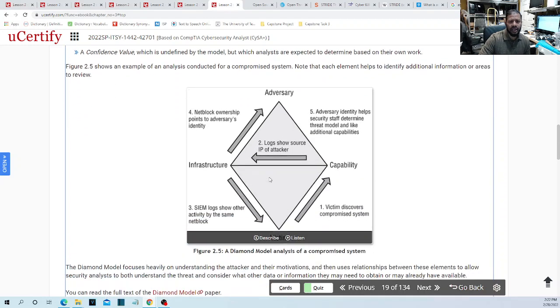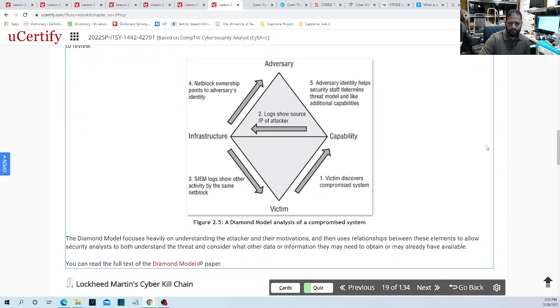Let's look at exactly, actually understand more right here. We have these four: capability, infrastructure, adversary, and right here is the victim. Okay. Now let's look at number one. A victim discovers compromised system. First, the victim who fell victim, he will see that, okay, my data has been stolen. The computer is rebooting. The computer has gotten a ransomware attack. I can't see my data anymore. Whatever he's going to report, okay, he discovers that.